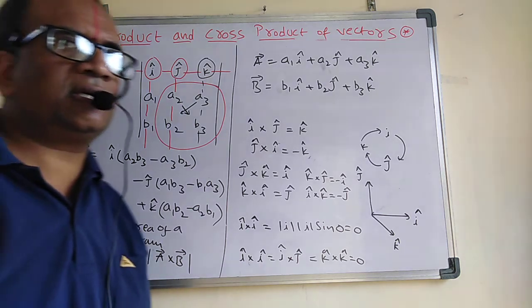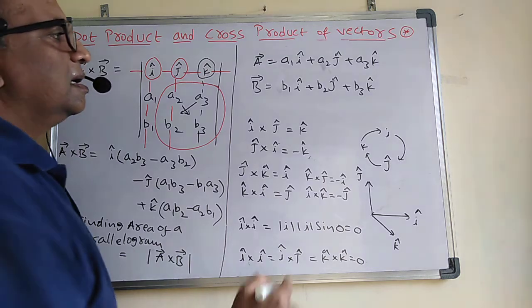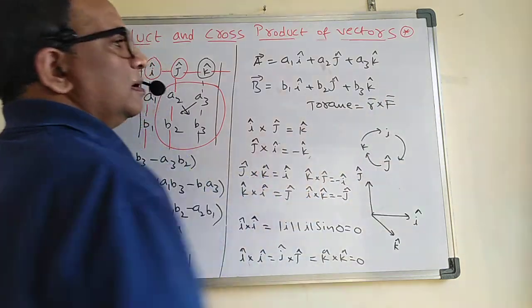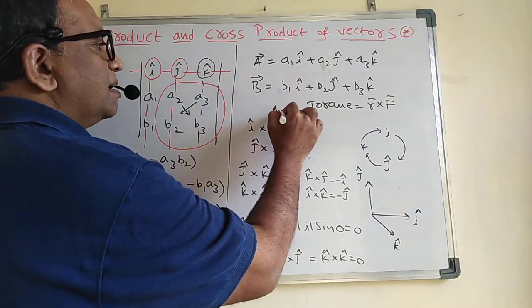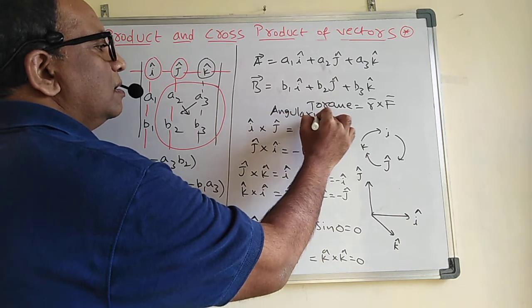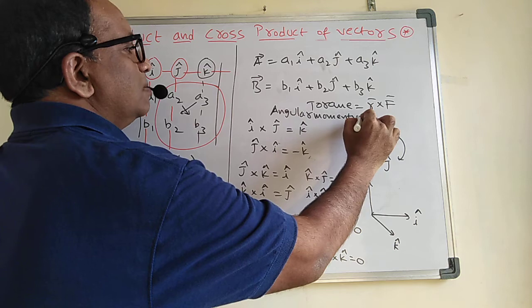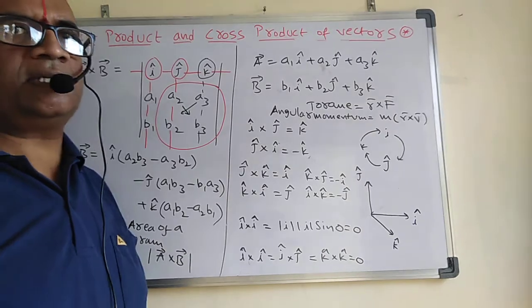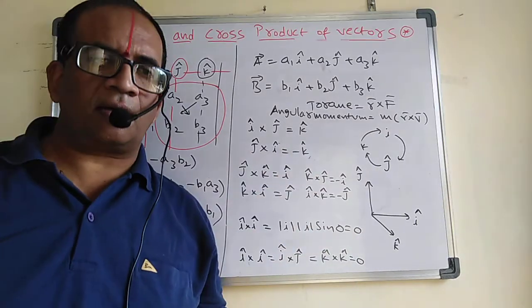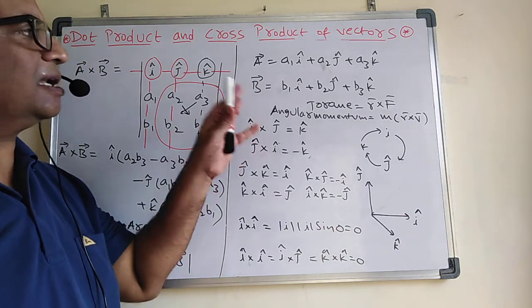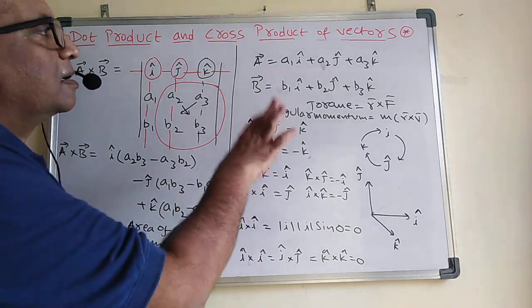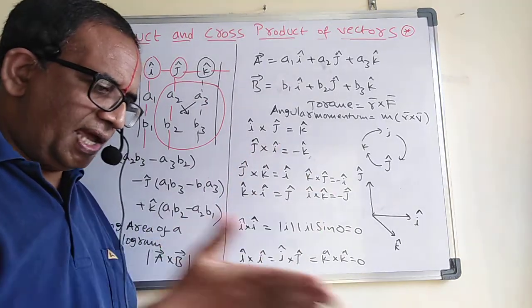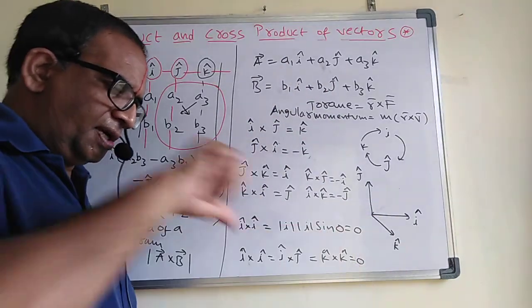But especially it is used in rotational mechanics, like finding torque. Torque is equal to r cross F. To find angular momentum, angular momentum is equal to m into r cross v, that is simply mv times r, so we write m into r cross v. In those cases the cross product is very useful. And remember, always use the right hand thumb rule for a cross b and b cross a.